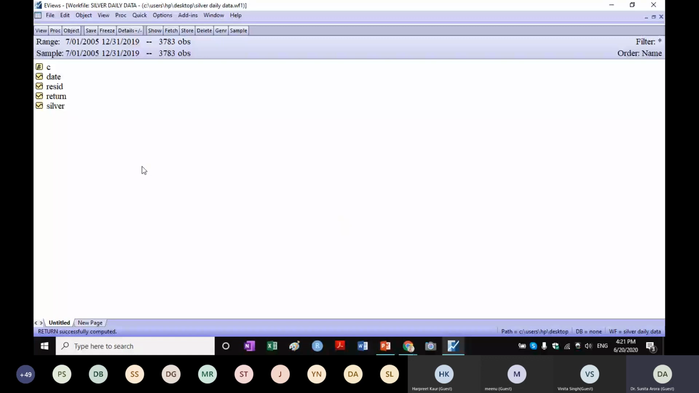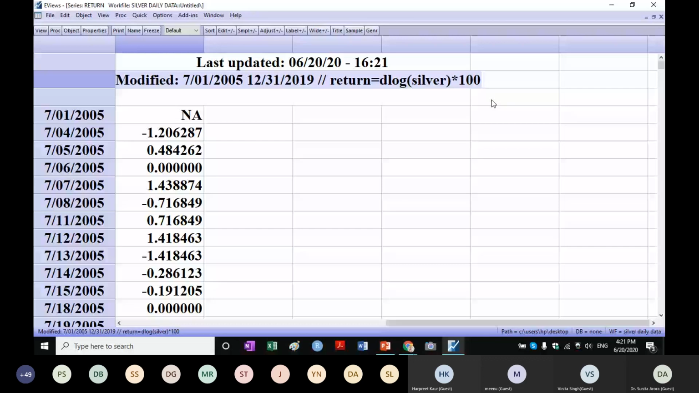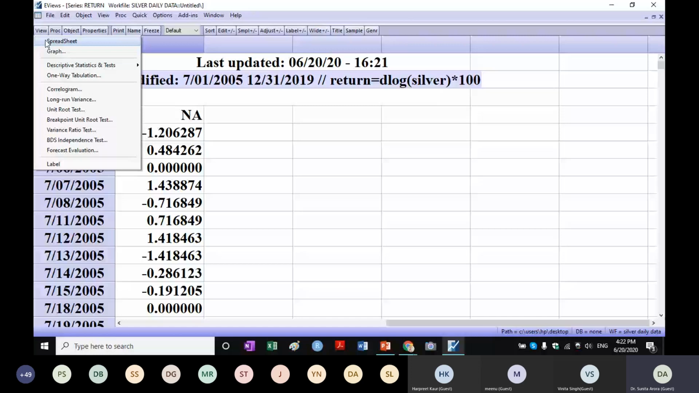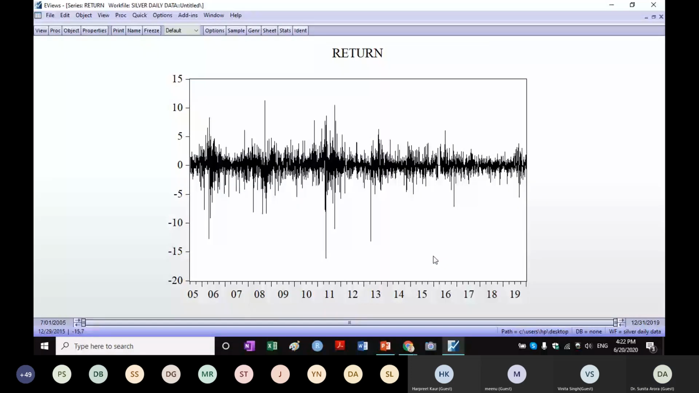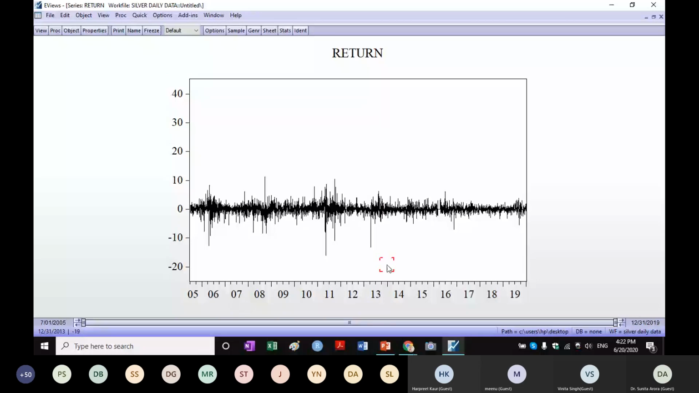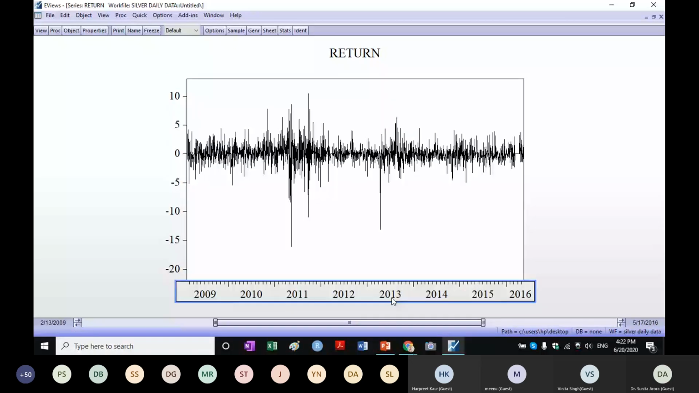We will be opening the return series. It's showing that this series has been modified and converted to return with the formula d log within bracket silver. Let's plot the graph. Yes, there may be some outliers.